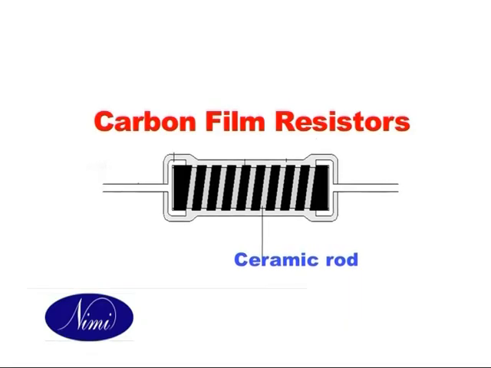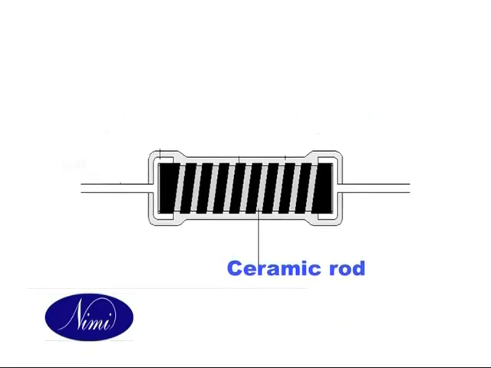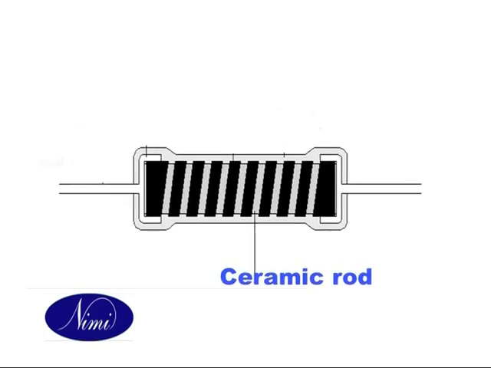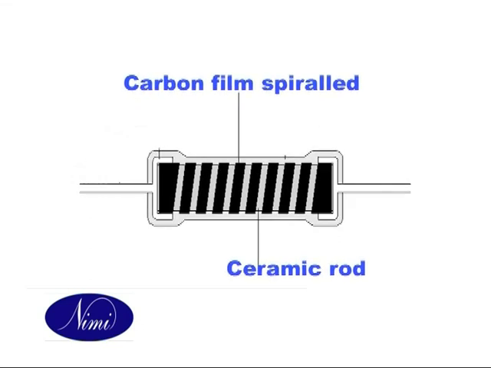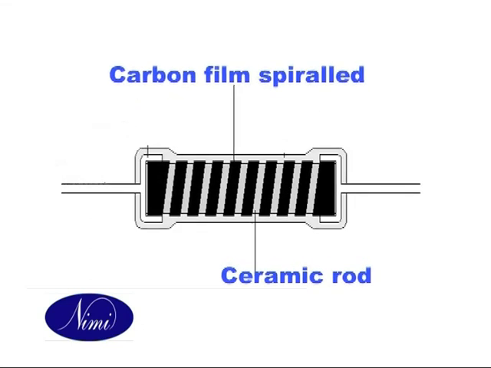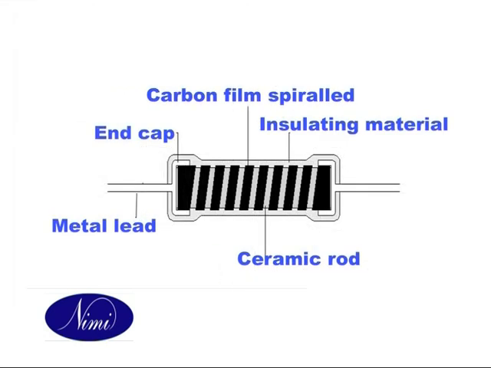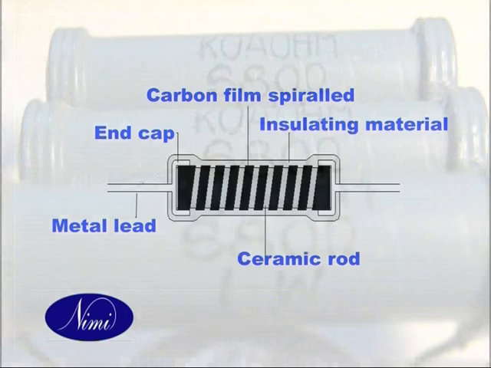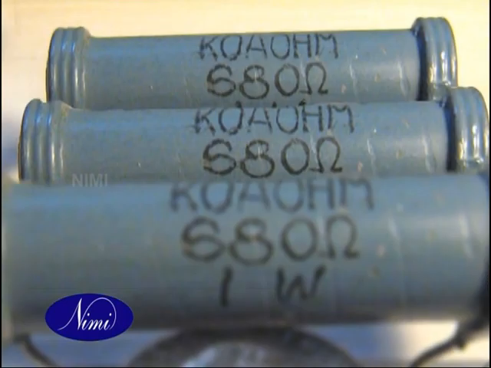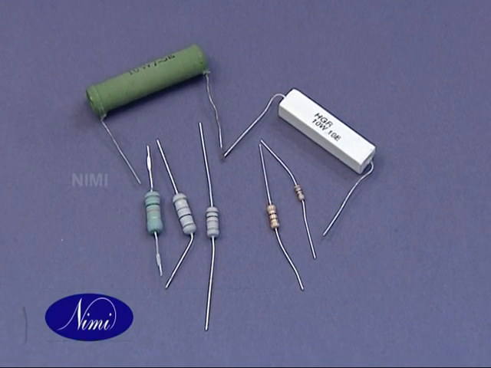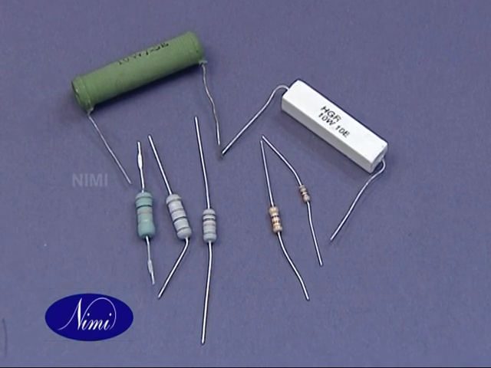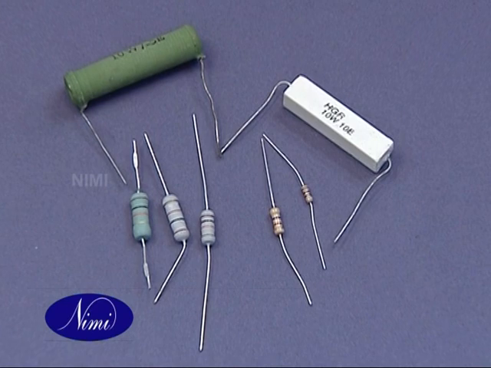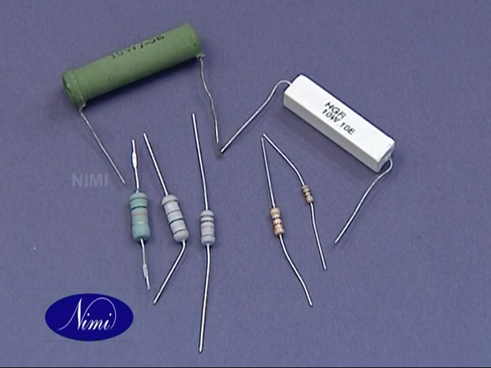In carbon film resistors, a thin layer of carbon is deposited on the ceramic base or tube. A spiral groove is cut over the surface to increase the length of the foil. Carbon film resistors are available from 1 ohm to 10 mega ohms up to 1 watt. All the 4 types of resistors are coated with synthetic resin to protect them against mechanical damage and climatic influences.